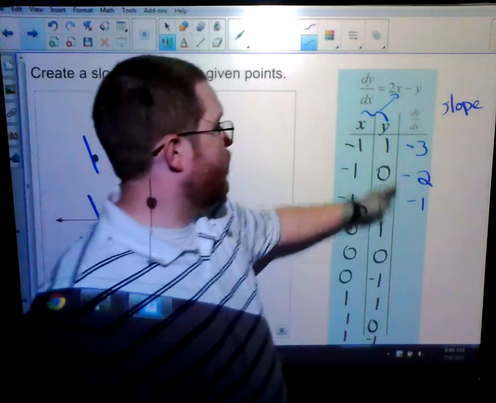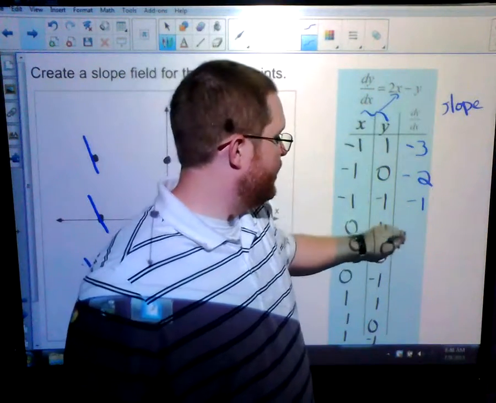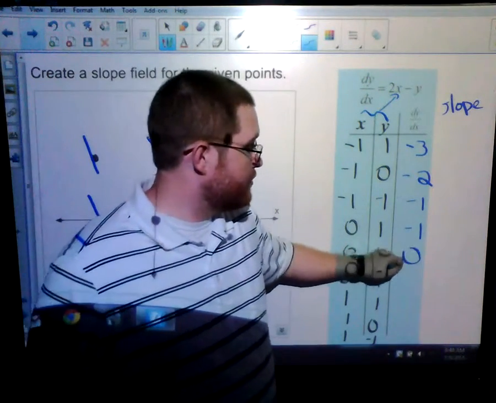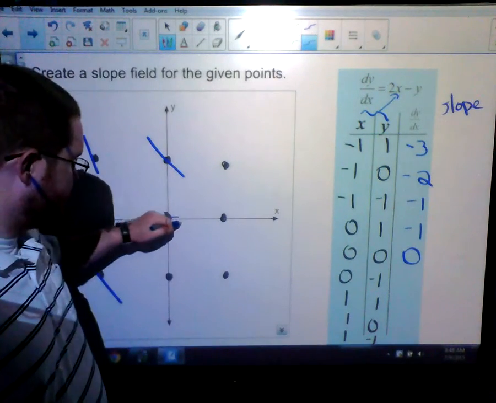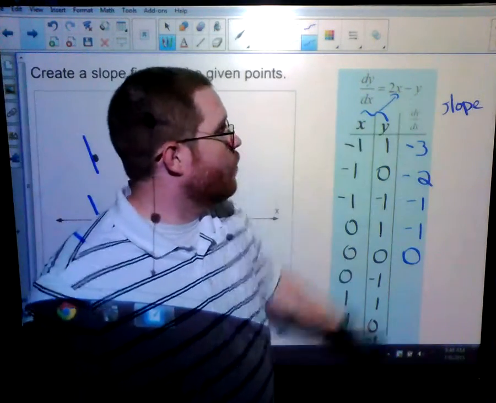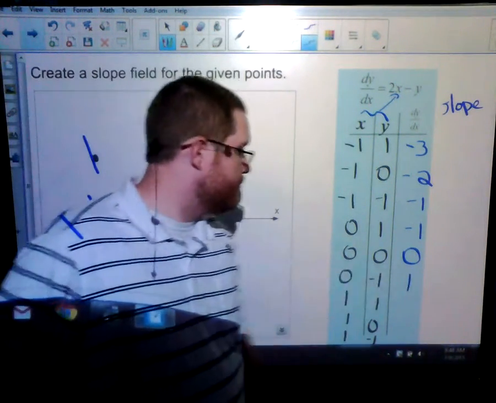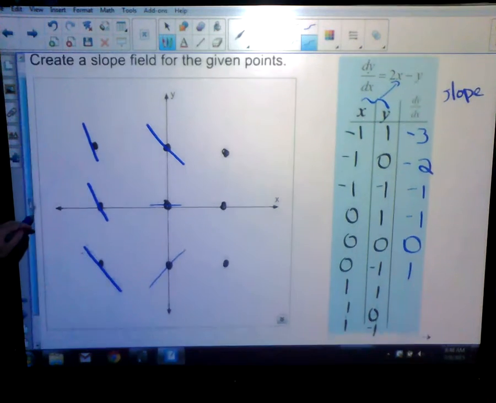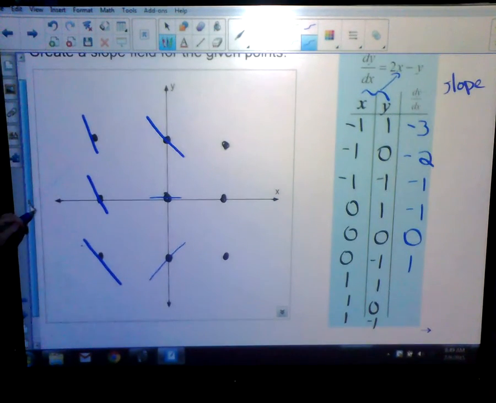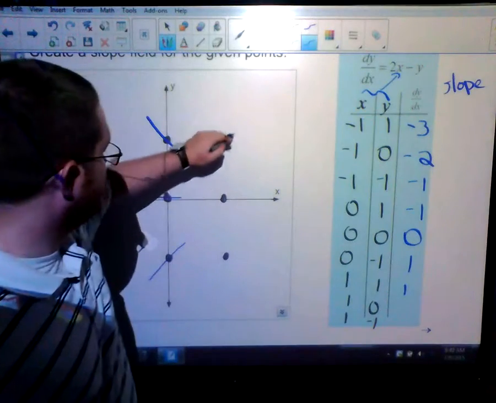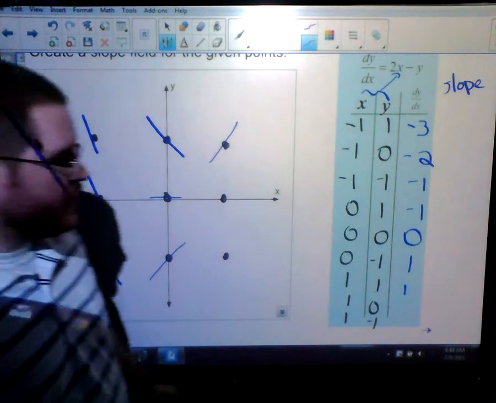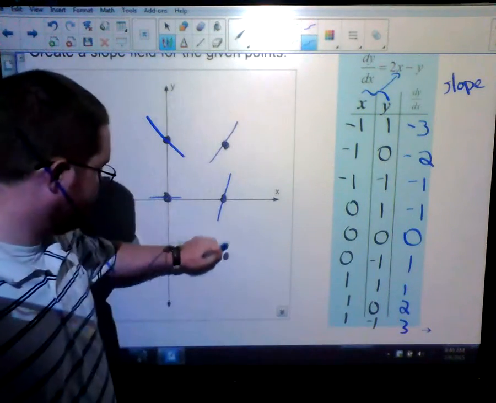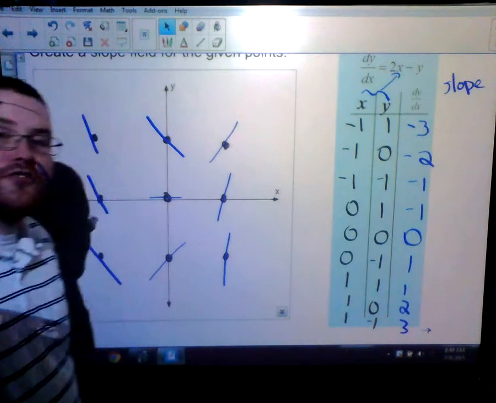How about at the point (0, 1)? If you plug in 0 and 1, you get -1. So (0, 1) has a slope of -1. (0, 0) has a slope of 0, which is a horizontal line. (0, -1) has a slope of positive 1. Well, look at that. It's the first positive slope we've had. (1, 1), if you plug in (1, 1), you're going to get a slope of 1. It's going to look like that. If you plug in (1, 0), you're going to get a slope of 2. If you plug in (1, -1), you're going to get a slope of 3. Steepest yet. This is a slope field.